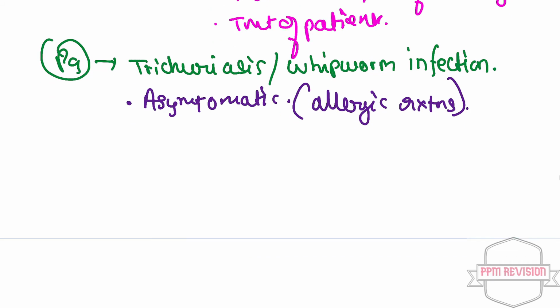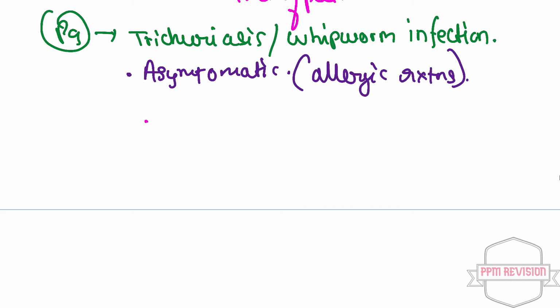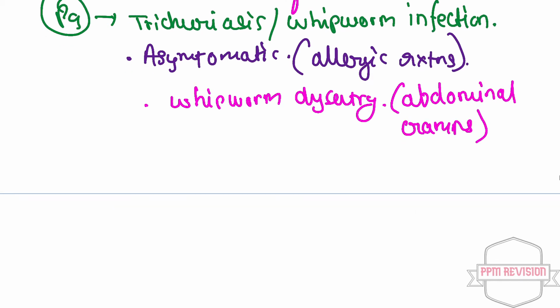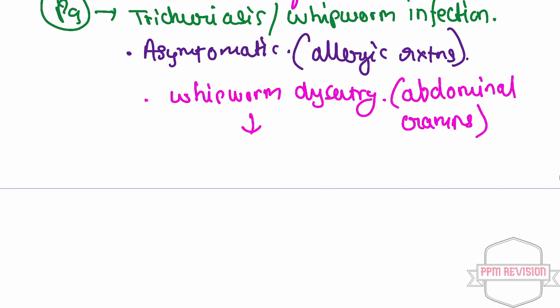And another point to note is there can be dysentery, and this is known as the whipworm dysentery, and abdominal cramps are also seen. And this results in massive infection.